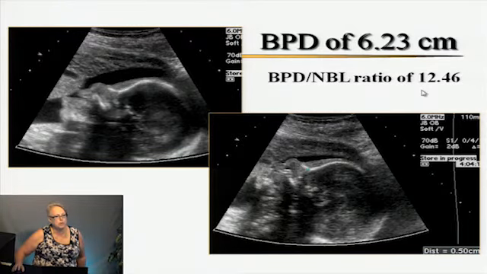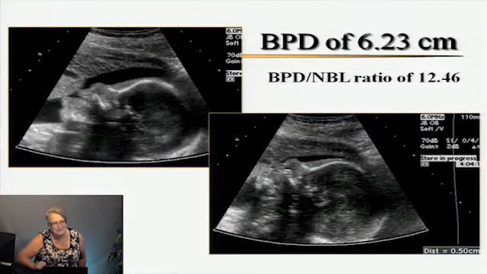And what did we say was abnormal? Anything greater than 10. Remember, anything in the head, 10. Ventricles should be less than 10. Cisterna magna should be less than 10. BPD nasal bone ratio should be less than 10.